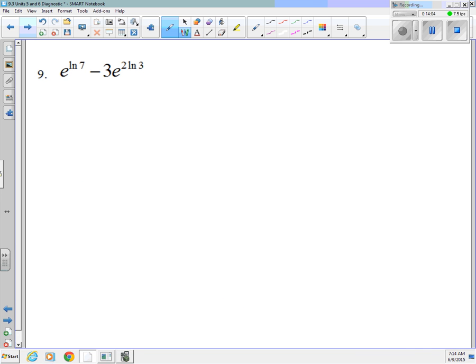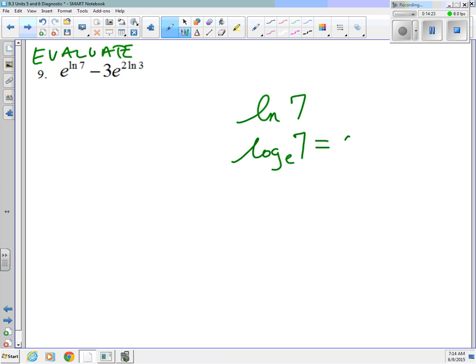All right, number 9. We want to evaluate. We're not solving, we're evaluating now. I know the directions are on your sheet. Without a calculator, e to the ln of 7 minus 3 e to the 2 ln of 3. Let's understand what ln of 7 is. ln of 7 means log base e of 7. Okay, and let's just call this x for a second. If I were to rewrite this, this would say e to the x equals 7.